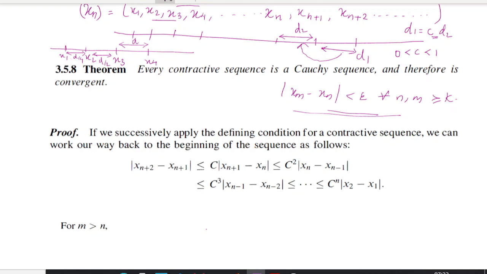Now this is less than or equal to, the next term will come as c raised to 4 into modulus of xn minus 2 minus xn minus 3. So like that, if I keep going, the last term should be x2 minus x1. So I will get less than or equal to c raised to n into modulus of x2 minus x1. Now I want to check the Cauchy sequence idea, right? So I'm taking an m greater than n and I'm finding what is xm minus xn. That is the next stage we are going to find.